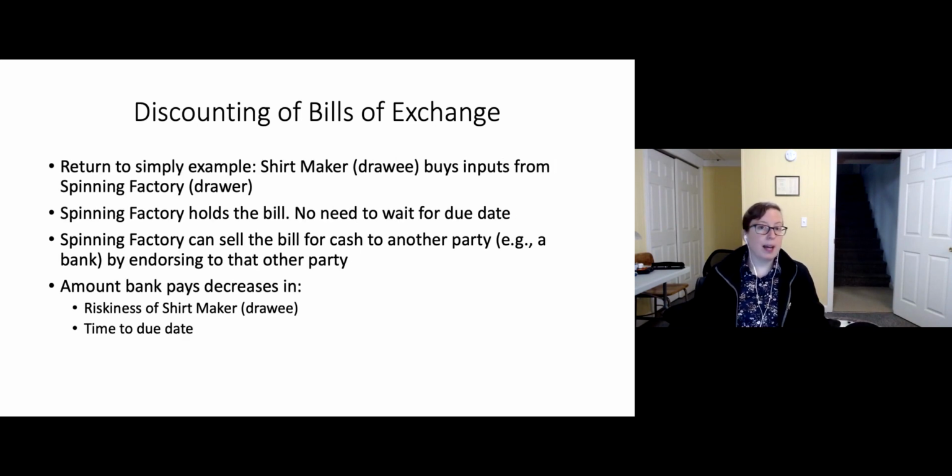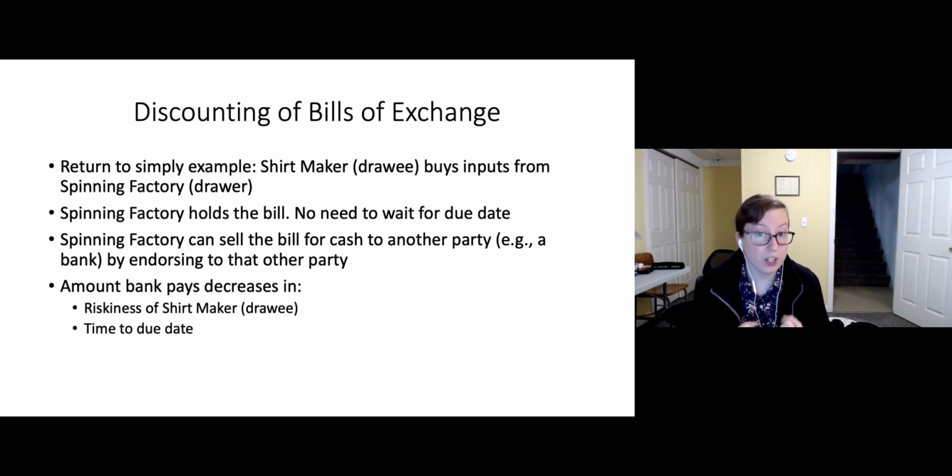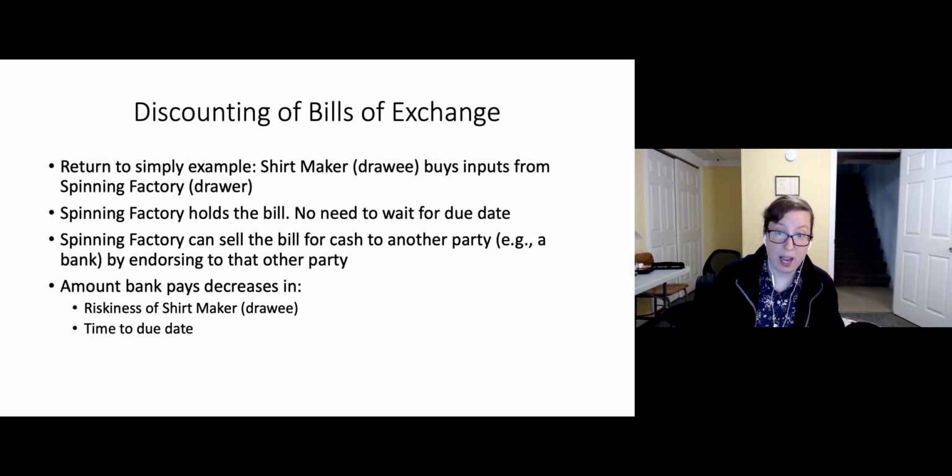But endorsement is not the only way that bills of exchange could circulate and be useful. So let's return to our simple example. Consider the shirt maker, the drawee, that's going to buy inputs from the spinning factory, our drawer. Again, the spinning factory is now going to hold on to this bill. They have this piece of paper. But here's the thing: they are not required to just sit there and wait for the money to come to them. They can endorse the bill, as we've already said, or they can get cash for this bill. They can sell the bill to another party by endorsing it to that party and just get a cash payment.